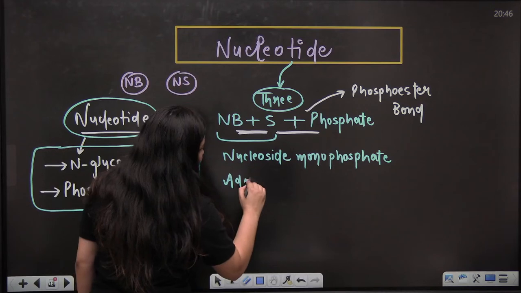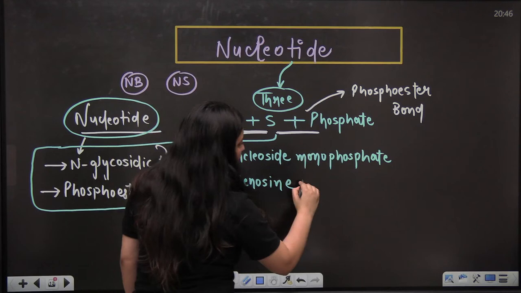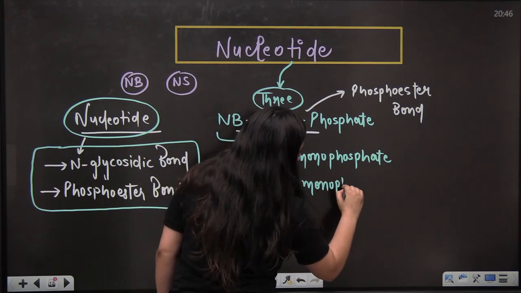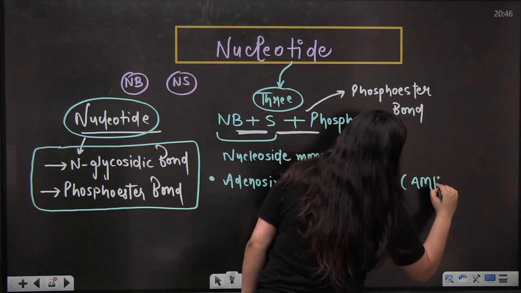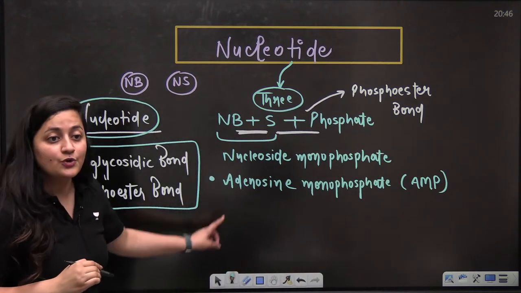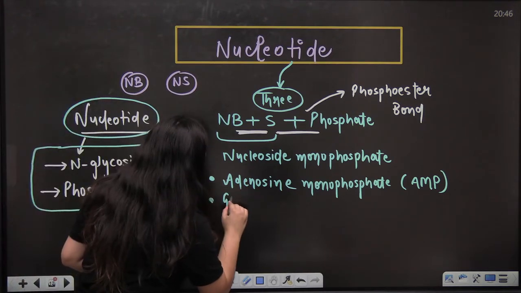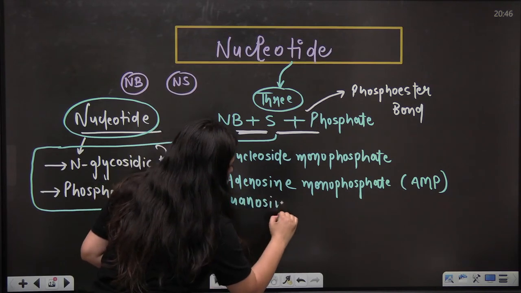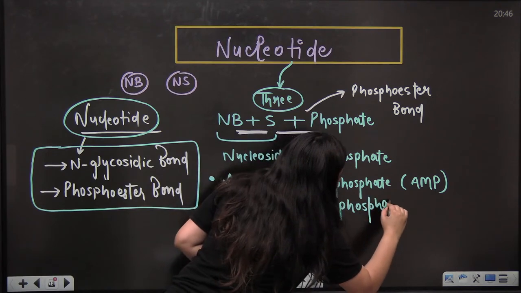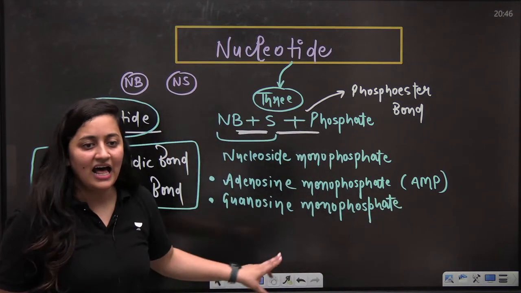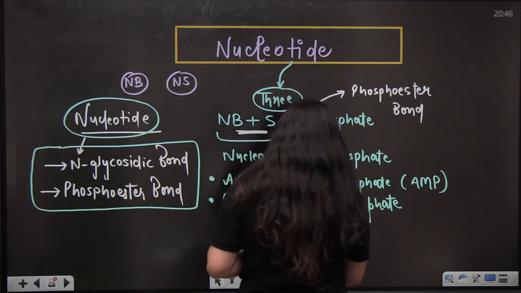Now, if it is adenosine, you know that we are talking about the nucleoside. Now you have added one phosphate. So can we not say adenosine monophosphate? Obviously we can. So it will be AMP, adenosine monophosphate. In your DNA, this will be present; we will discuss that. Same way, guanosine monophosphate. That is how nomenclature is going to change. I'll ask few questions from previous year paper as well.